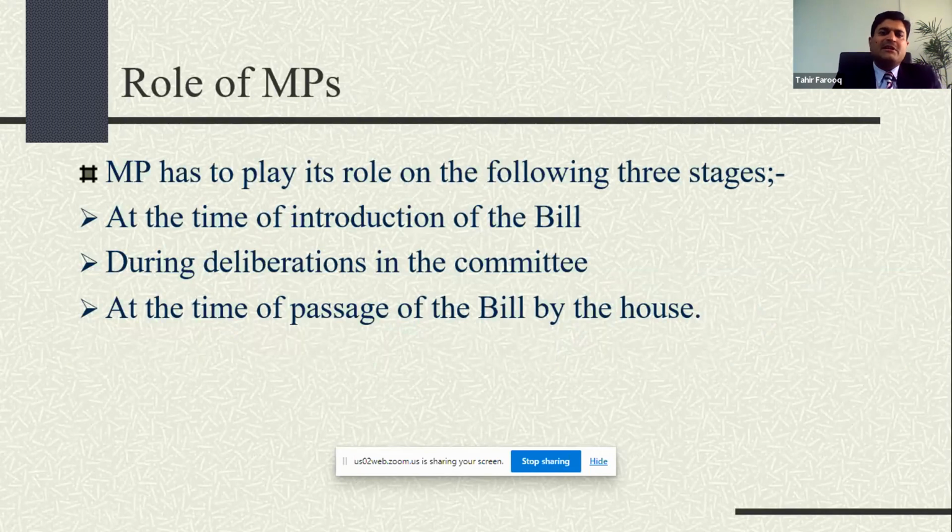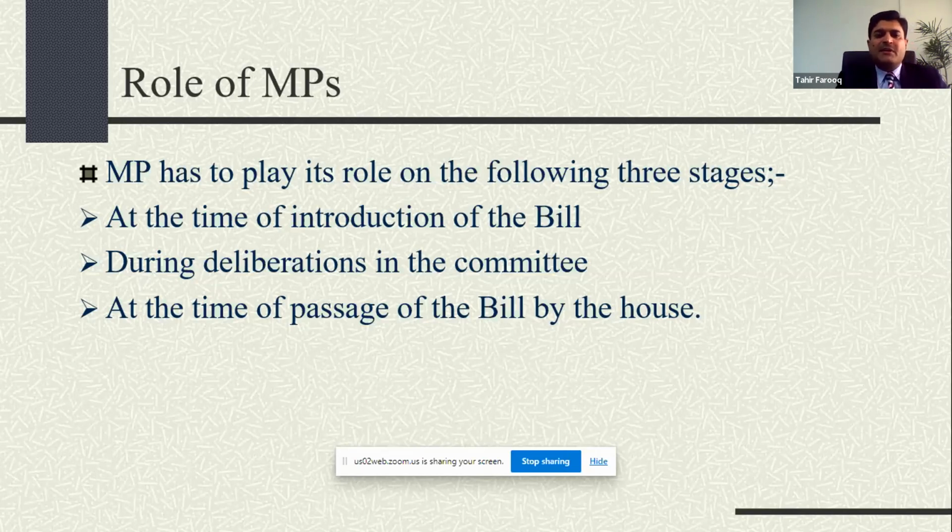Now comes the role of the parliamentarians. There are three stages where the members of parliament have a role to play. Initially, at the stage of introduction of the bill, when the bill has to be introduced before the House, it requires the proper permission and approval of the House.